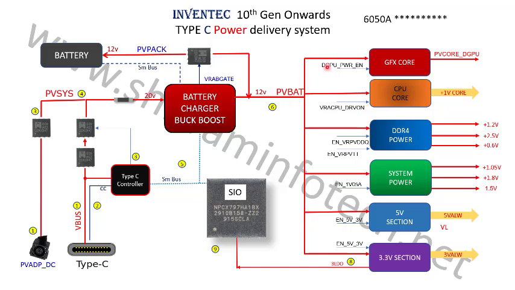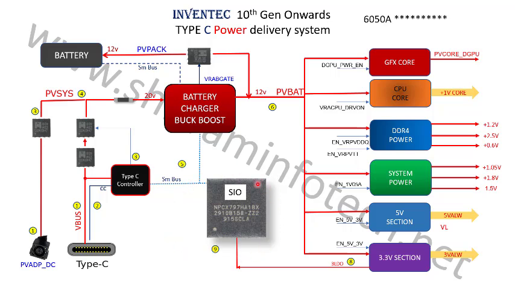PV bat is the output signal to these different buck converters, and PV pack is an input signal, or the input voltage, to the battery. The battery needs a charge. So in this way, this circuit works. And here is the controller SIO, super input output controller.